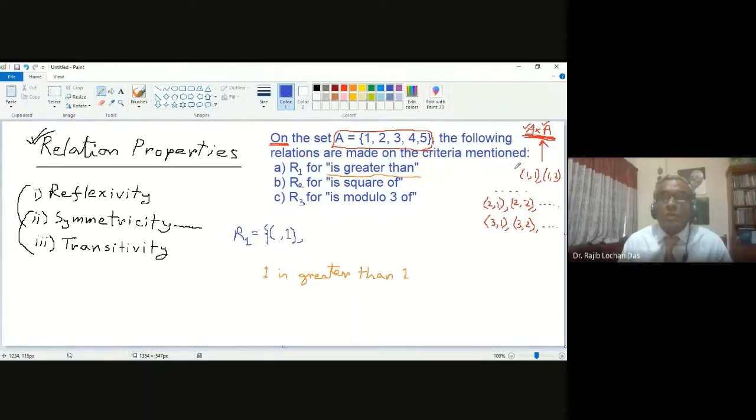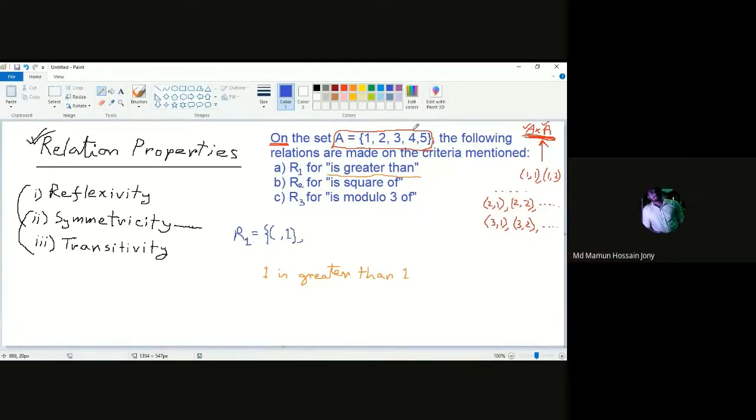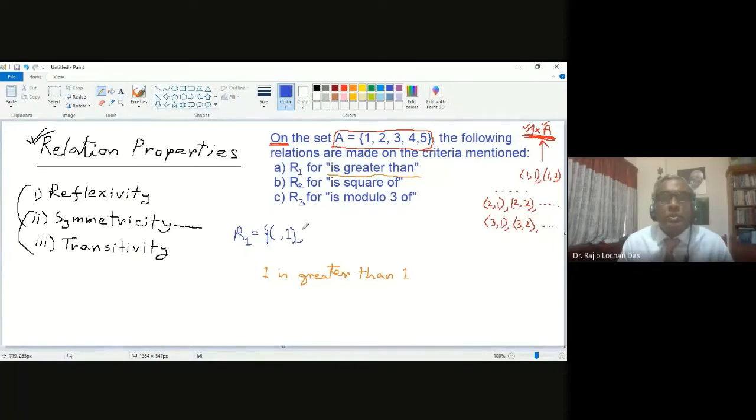So 1 comma 2, less than 50%, is not acceptable. 1 comma 4 is acceptable. 1 comma 5, 1 comma 3, no. So 2 comma 1 is possible, you can take 2 comma 1. And can you take 2 comma 2? No.